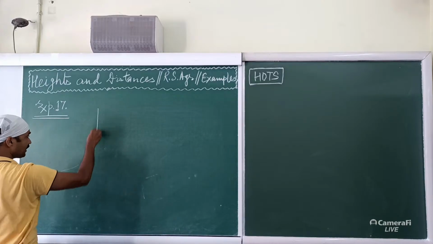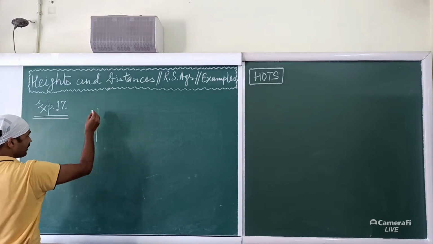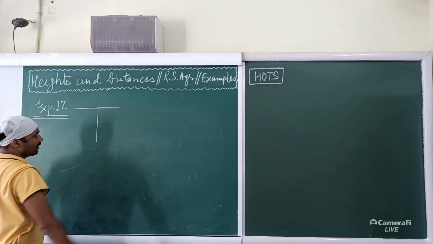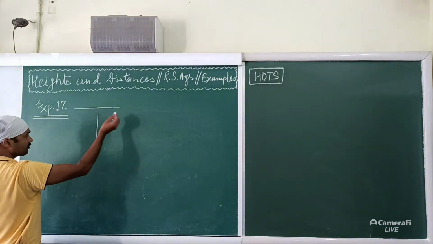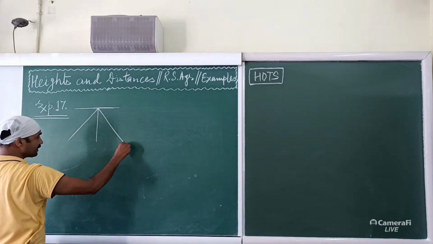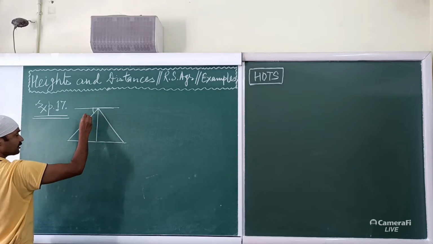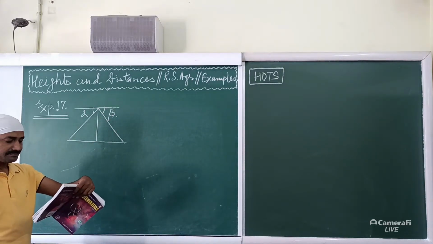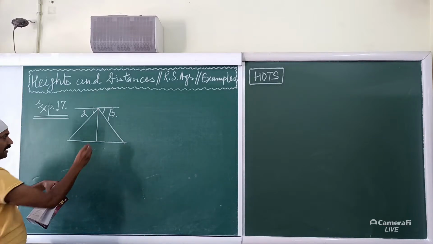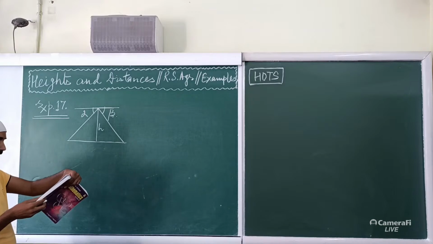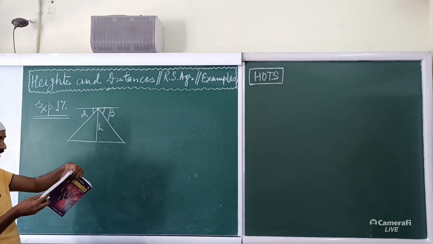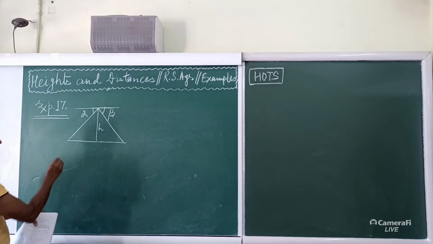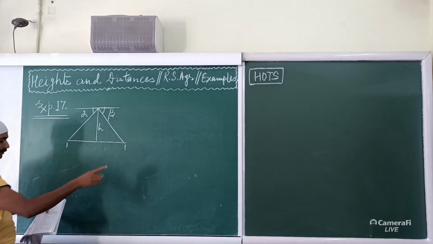Clear? Suppose this is the lighthouse, and from this point, angles of depression will be between the line of sight and the horizontal line. This side angle and this side angle are alpha and beta. If the height of the lighthouse is h meter, and the line joining the ships passes through the foot of the lighthouse, then the distance between the ships is from here to here, which we have to find.